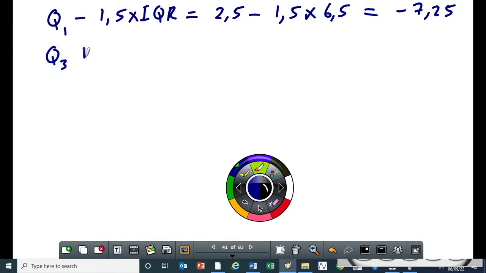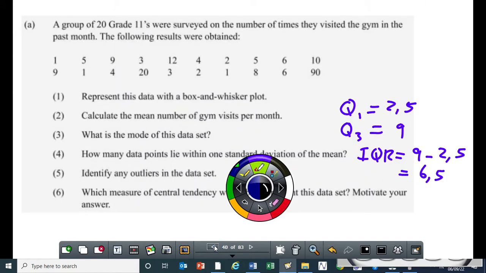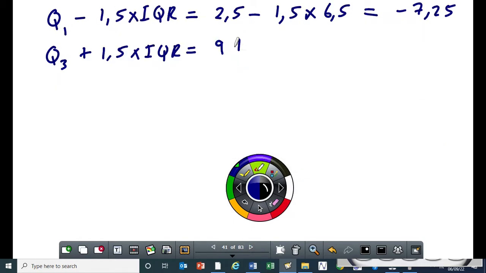Then the upper limit will be Q3 plus 1.5 times the interquartile range. Okay, so the interquartile range is 6.5. So this will be 9 plus 1.5 times 6.5. What answer do you get? 9 plus 1.5 times 6.5. 18.75.